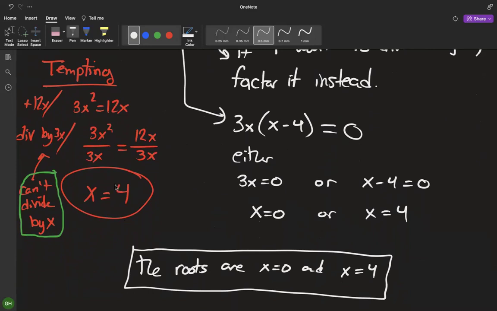And it's not like you'll get a wrong answer when you do it this way, you'll just lose answers. Like when I did the red method, I did get that 4 was a root. I would just never know that 0 is also a root by doing this method. That's why it's not a good idea.